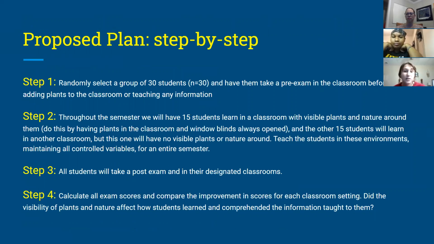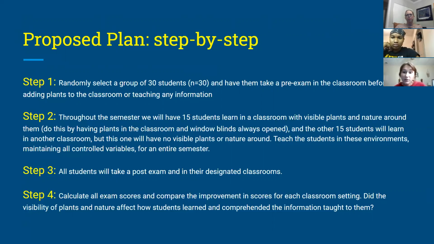For our step-by-step plan, step 1, we're going to randomly select 30 students and have them take our pre-exam in the classroom before we add our plants and before they learn any of our information. Then step 2 is, throughout the semester, we will have 15 students learn in a classroom with visible plants and nature around them. We're going to do this by having plants in the classroom and windows. The blinds of the windows are always going to be open.